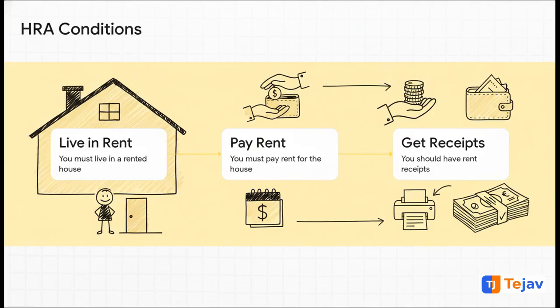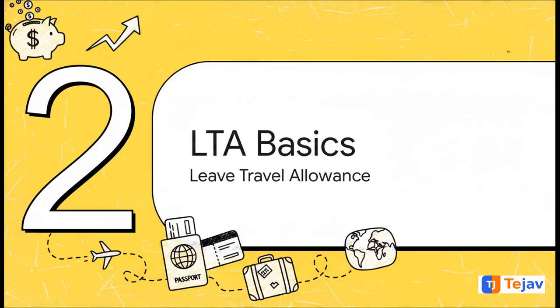Now, to legally claim this rent-based exemption, there are 3 strict, non-negotiable conditions. 1, you must actually live in a rented house. 2, you have to actually pay rent for it. And 3, you absolutely need the rent receipts to prove it. Check those 3 boxes and you're golden. Moving right along to Section 2, Leave Travel Allowance, or LTA Basics.